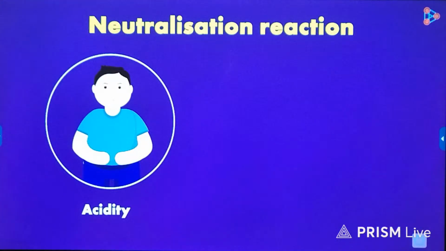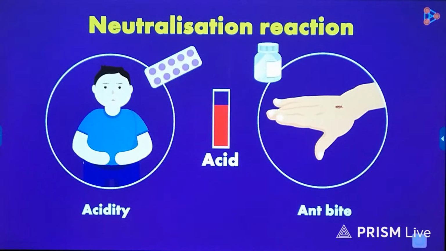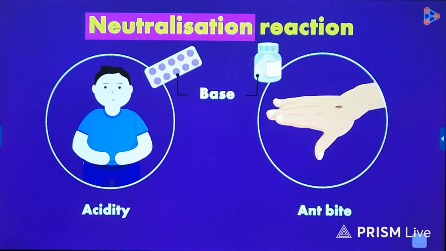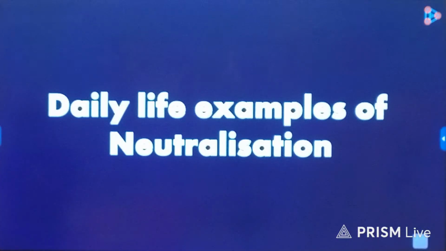For example, we usually find elders complaining about acidity or ants biting us on the skin. These are examples where the percentage of acid increases inside or on the body compared to the normal value. Such cases are treated with medicines. But have you wondered how these medications work? Needless to say, they work based on the principle of neutralization. Next, let's have a glance at the various examples of neutralization reactions in everyday life.